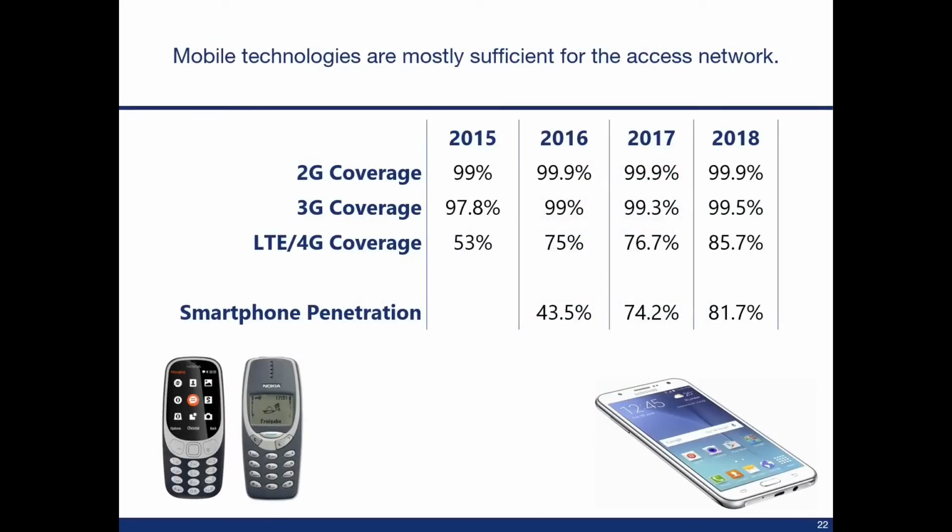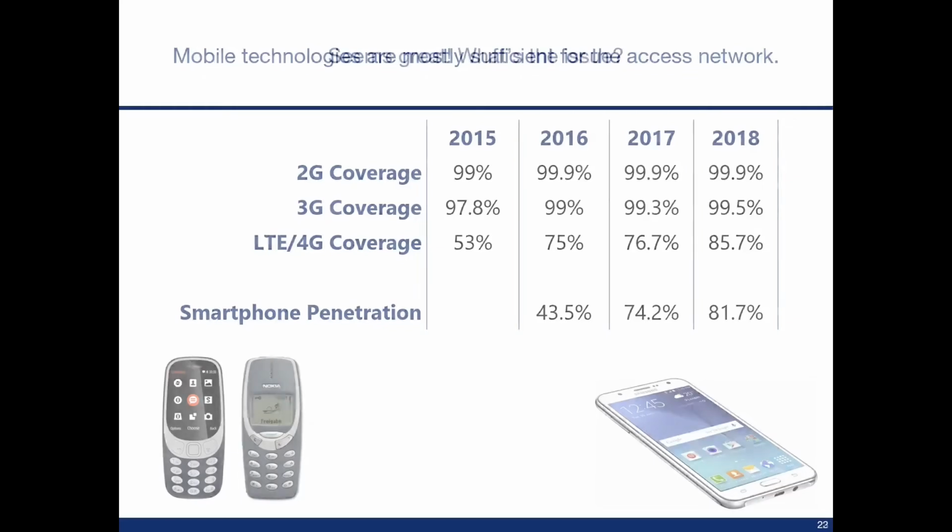This is probably true of most countries, but mobile networks are great for the access network. In 2015 in South Africa, 99% of our population had access to 2G, which to be blunt is pretty slow and useless for modern web apps today. But by 2018, 99.9% of the population had access to 3G. In 2018, about 86% had 4G or LTE coverage. Smartphone penetration is also quite good, with about 82% of phones being smart 2 years ago.